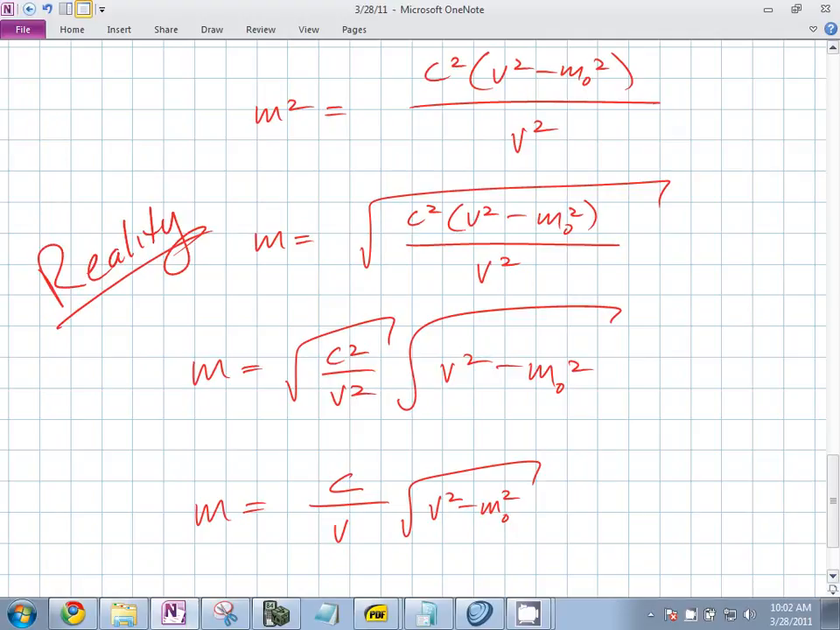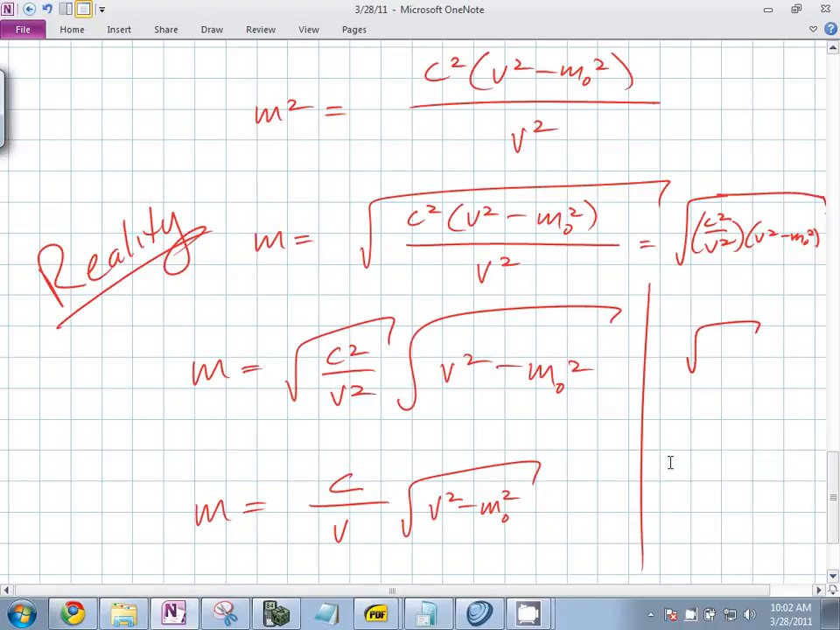The v squared just on one side. What do you mean? Yeah, it's two things multiplied together. This is the same thing as c squared over v squared times v squared minus m naught squared. Right? There's the intermediary step. And then you have two things. The square root of a times b is equal to the square root of a times the square root of b. Got it? Good? Okay, does that help you right there?